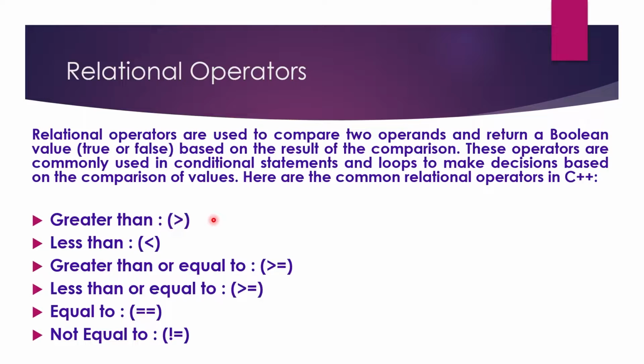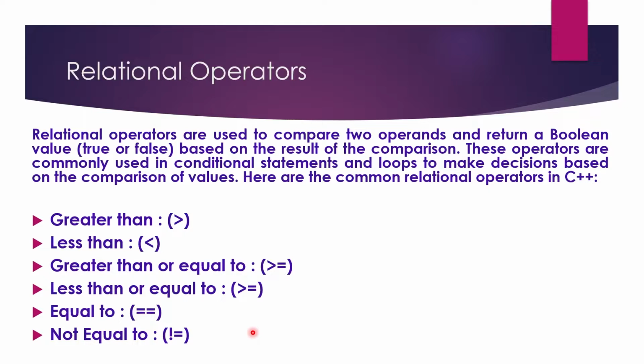There's no problem at all. So greater than, less than, greater than or equal to, it will check two conditions here: either it is greater than or equal to. Similarly, we have less than or equal to, and then we have equal to, that will check the equivalence of two numbers, and the last one, which is not equal to, denoted by an exclamation mark and equal sign, that means not equal to. Okay, these are the operators that we will have inside relational operators in C++.